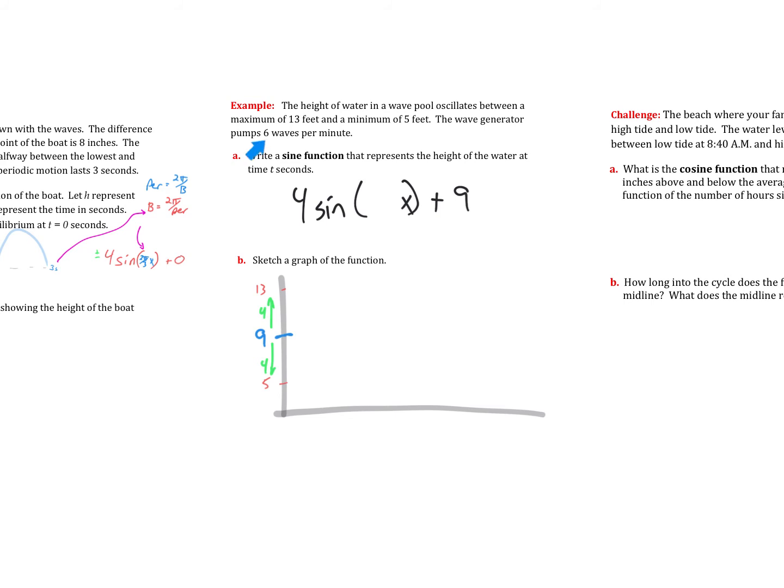This problem is also saying that we have 6 waves per minute. Well, a minute is 60 seconds. So if there are 6 waves in 60 seconds, I could really say 1 wave is 10 seconds. That would be the period. So 1 wave in 10 seconds.